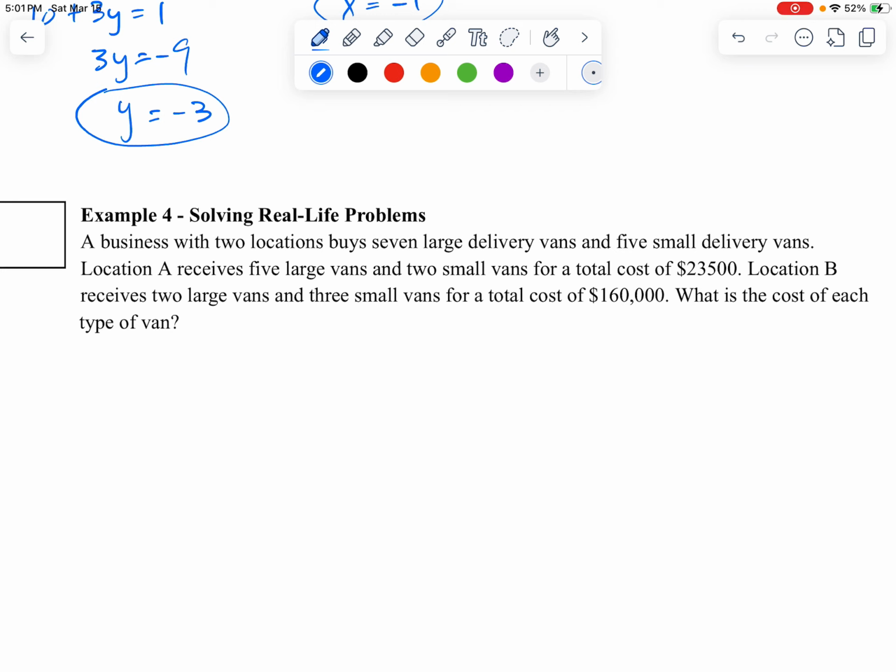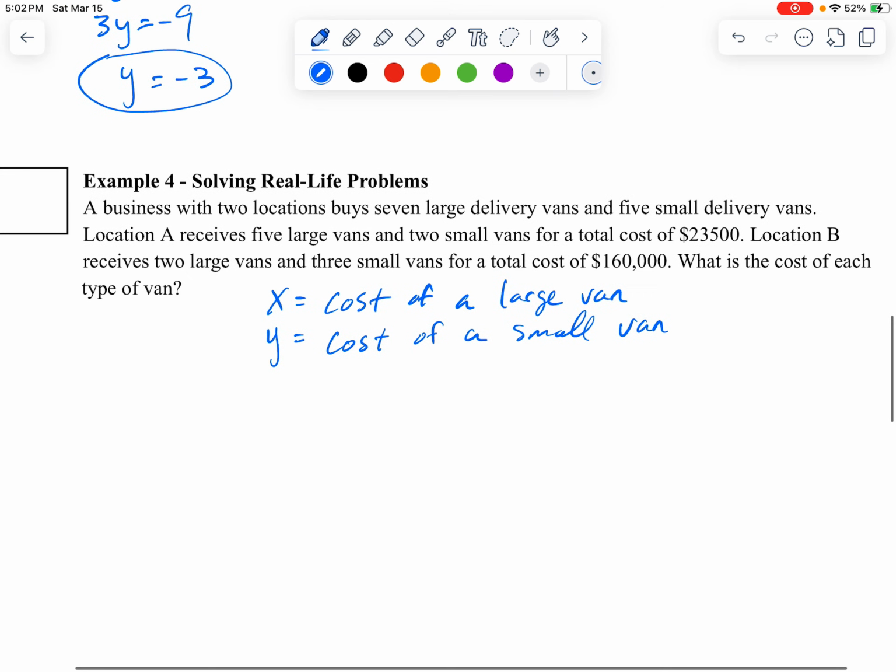So when we read through this, we've got a business buying large vans and small vans. You could use different variables. I'm just going to let x equal the cost of a large van, because I know how many we bought. And so if we take however many we bought times the cost of each one, that's going to give us the total cost for large vans. And so then I'll just let y equal the cost of a small van. So we've got our two locations.